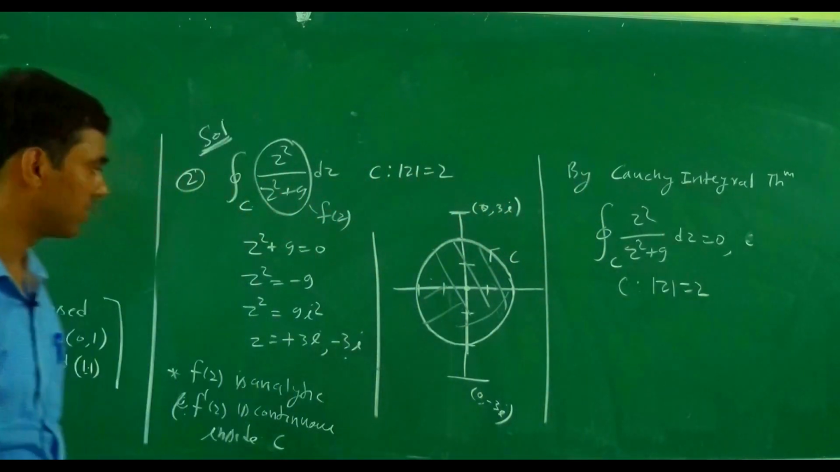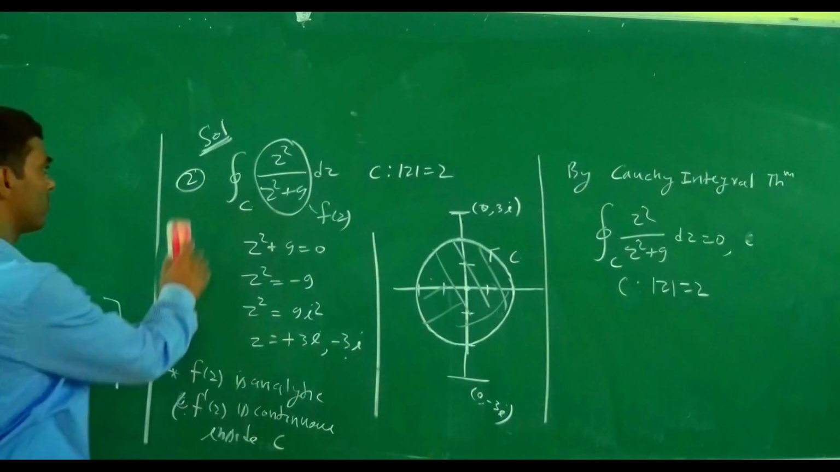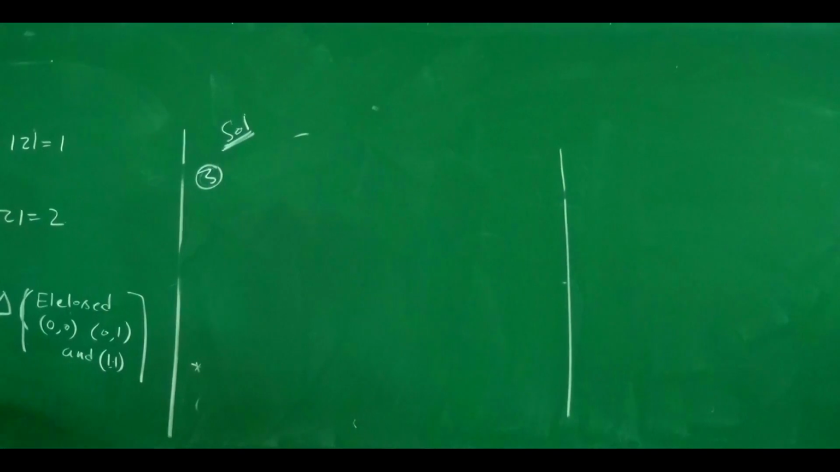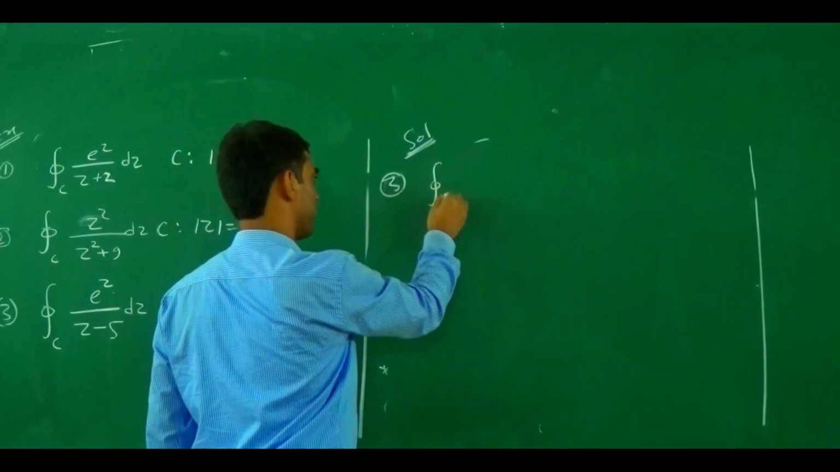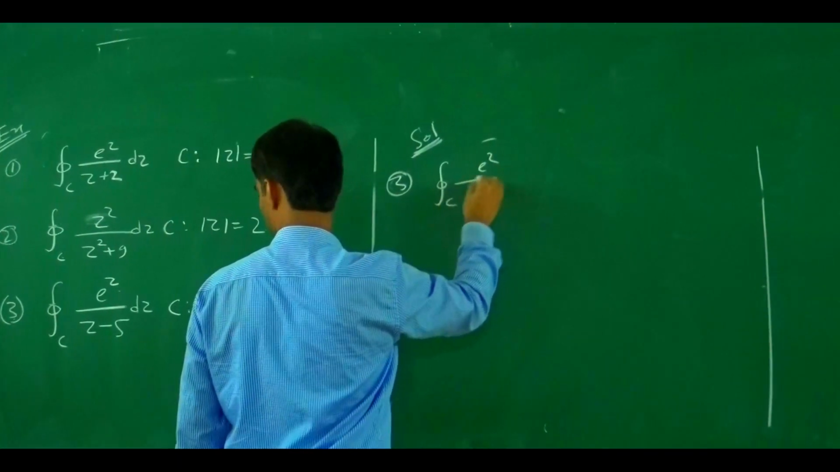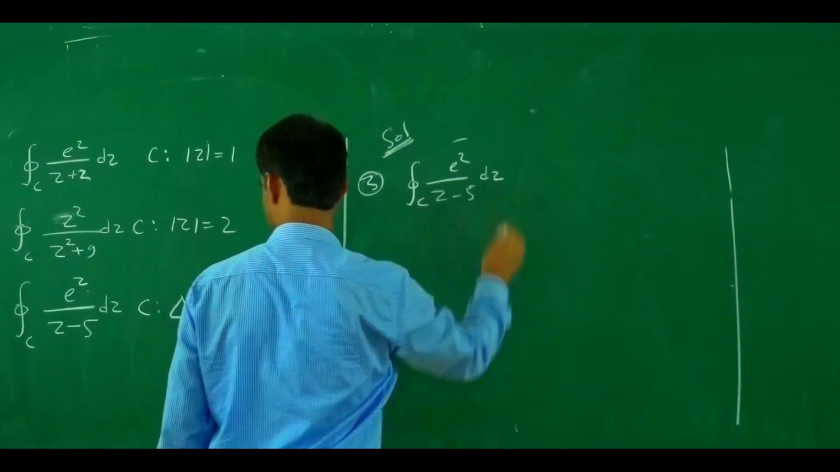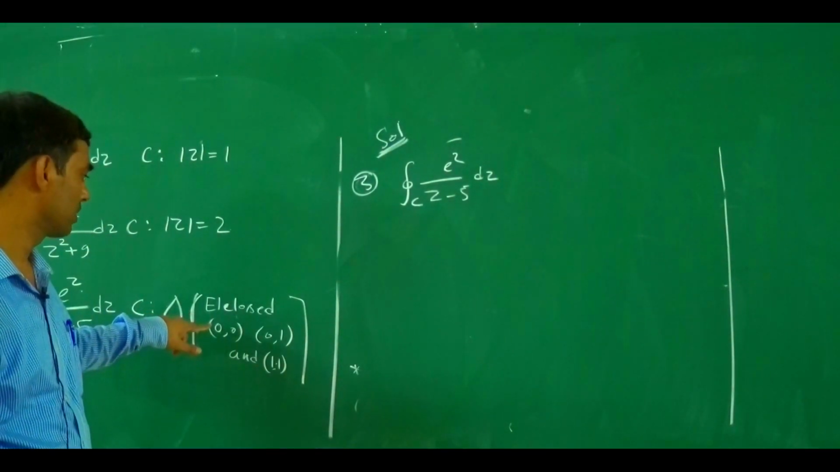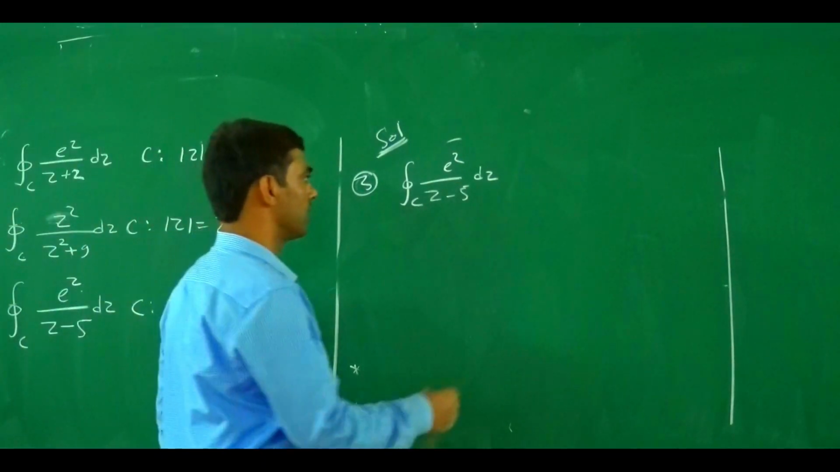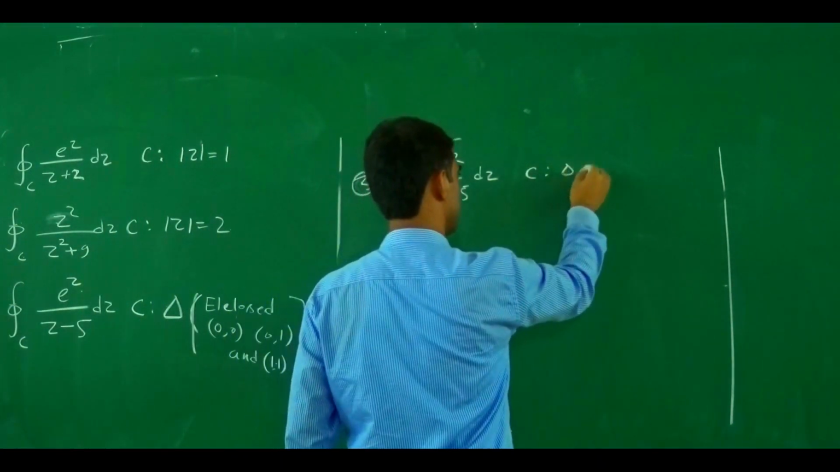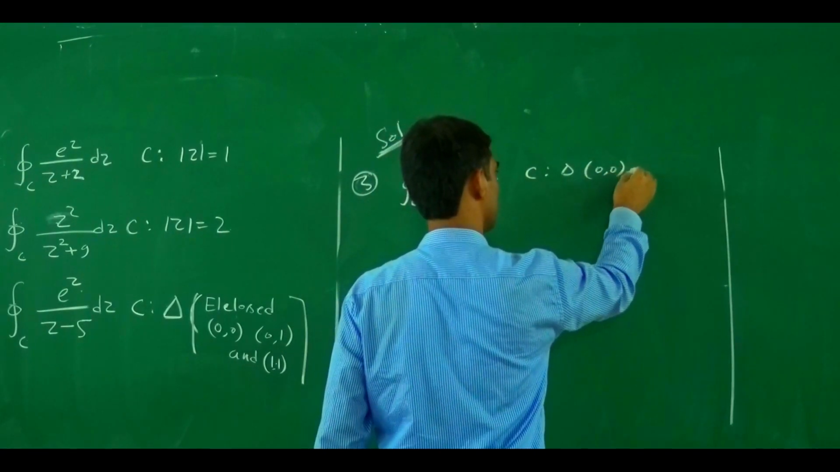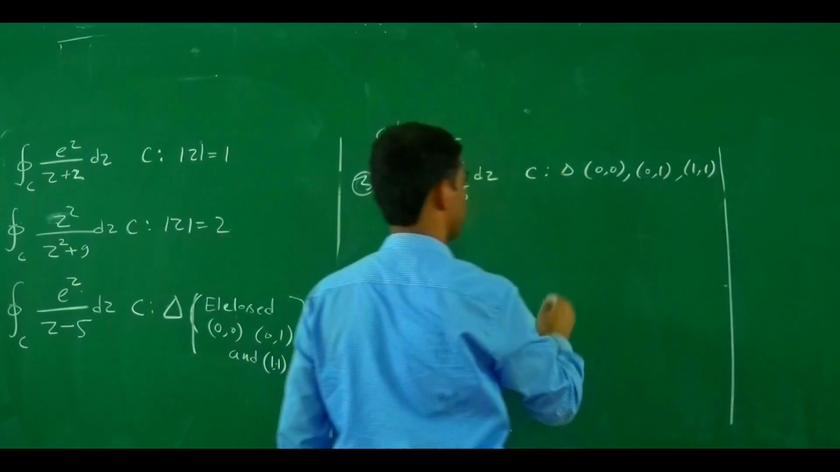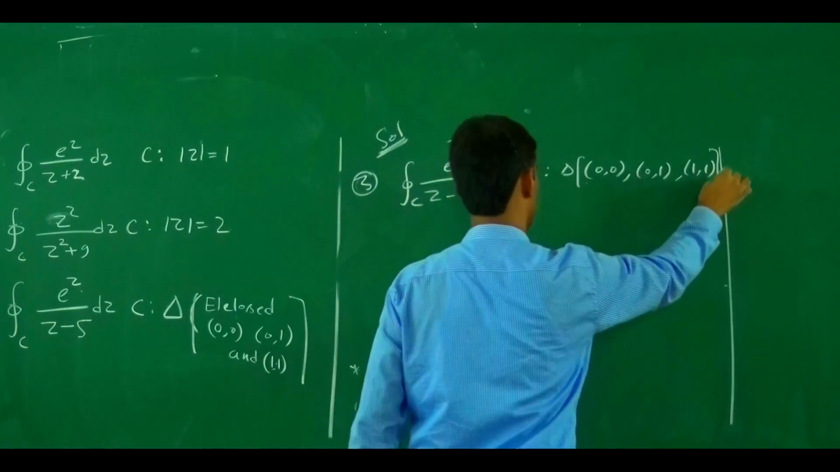Similarly, we may solve the third one also in a similar way. Integrate over C, e to power z upon z minus 5 dz. So C is a triangle enclosed by the curve. What is the boundary? 0, 0 and 0, 1 and what? Last one is 1, 1. So C is the triangle. The boundary is this one.